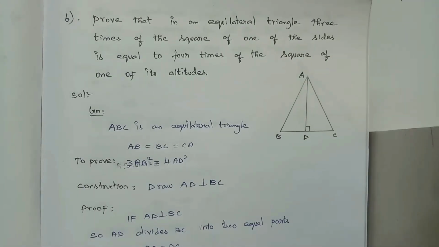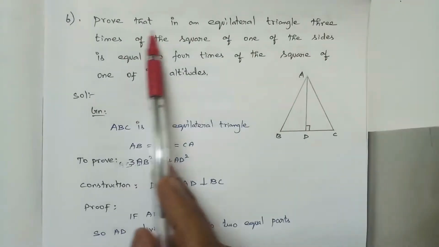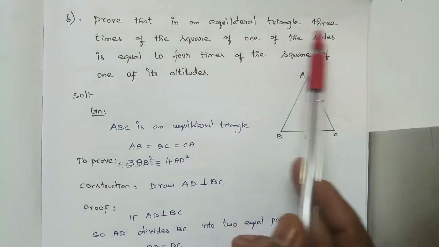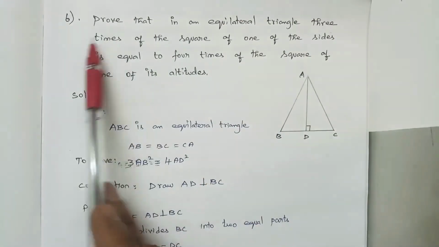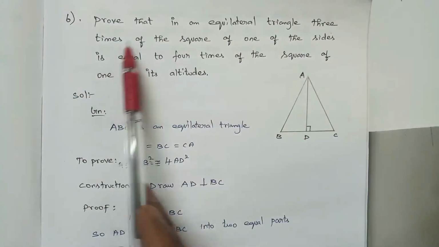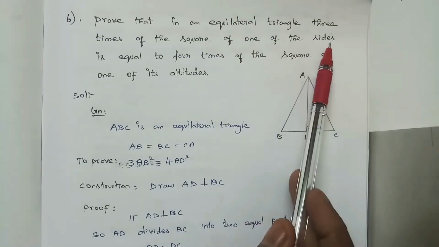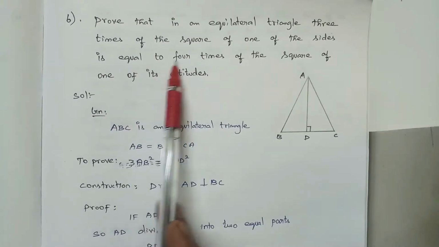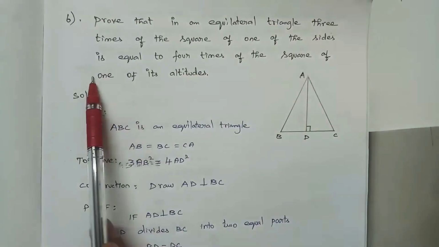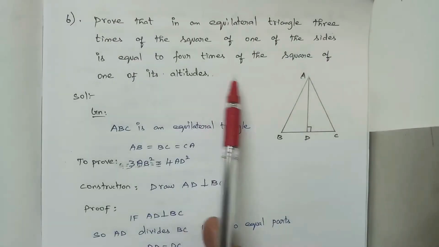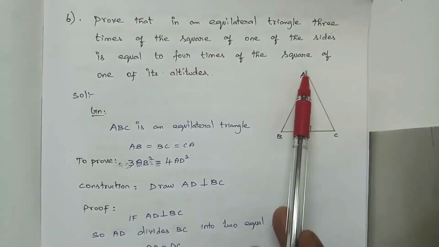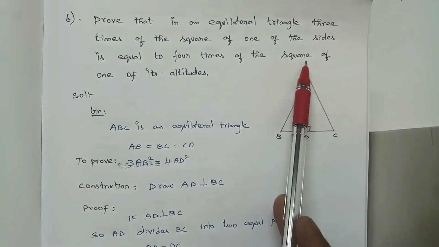Sum number 6. Prove that in an equilateral triangle, 3 times the square of one of the sides is equal to 4 times the square of one of its altitudes. They said that ABC is nothing but an equilateral triangle, right?